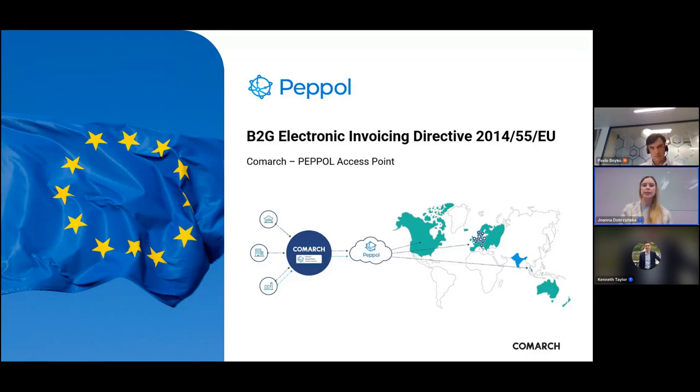The directive had two main goals. The first was creating a common format for electronic invoicing for the public and private suppliers that can work with public administration. The second goal was to improve cross-border trade between EU members. The exchange in the PEPL network happens between so-called PEPL access points that act as the middleman to transmit the documents between sender and receiver.